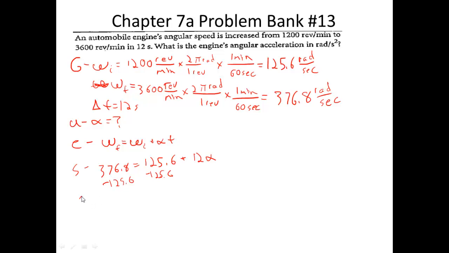And it looks like we're going to have 251 is equal to 12 alpha. Divide both sides by 12. And we get alpha is equal to 20.9, or 21 radians per second squared.